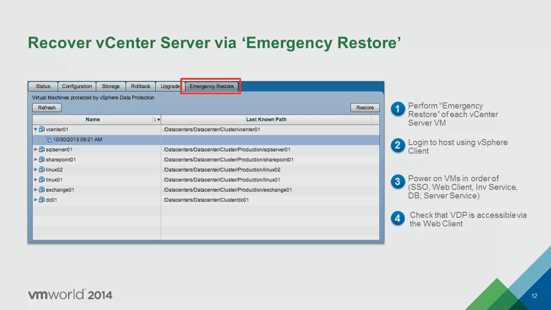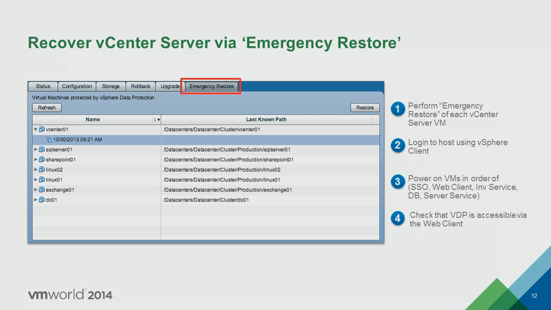So in this case, you will do single sign-on first, which will allow you to do the sign-on, and then the vSphere web client, inventory services, the server VM, and database VM. Then just log into the host, log into the web client, and check that VDP is accessible, just the basic checks, and that's it.